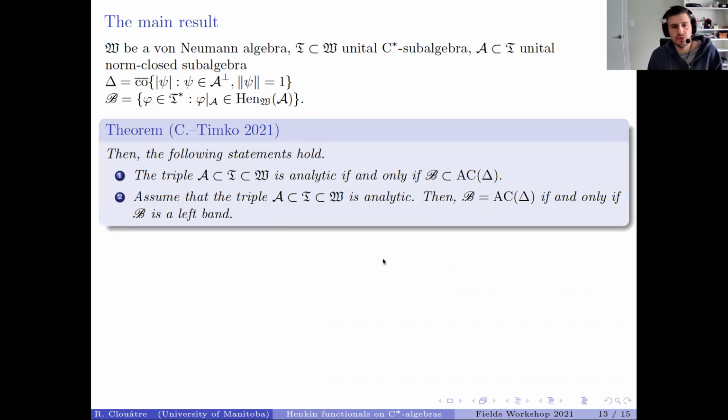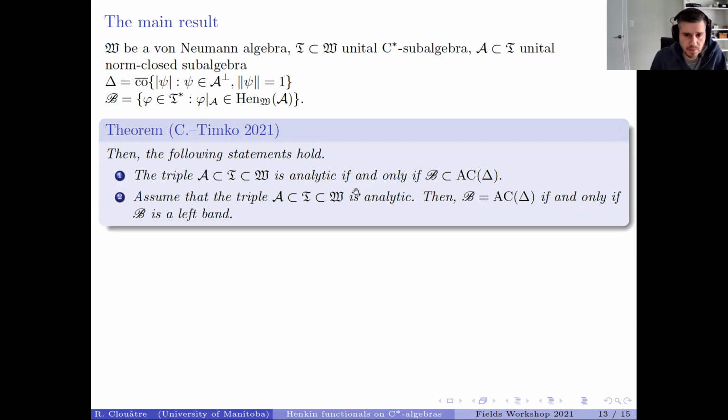Okay, so there are two statements here. First of all, the triple is analytic if and only if the set B of those functionals that restrict to be Henkin is contained in those functionals that are absolutely continuous with respect to something in delta. And moreover, if you assume analyticity to begin with, then you have equality between these two sets if and only if you have a left band. Okay, if and only if B is a left band. So I will tell you in a second what that is.